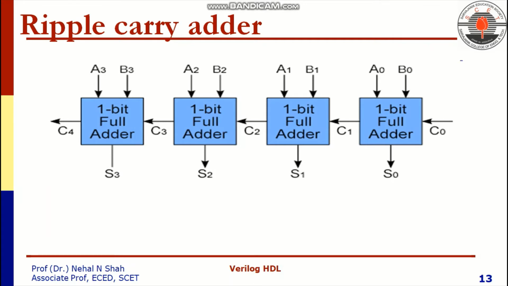4-bit ripple carry adder is shown in figure over here. A0, A1, A2, A3, they are the 4 A input. B0, B1, B2, B3, they are the 4 B input. This 4-bit inputs are given to 1-bit full adder. So 4 full-bit adder are needed. S0, S1, S2, S3 are their output. C0 is carry input and C4 is carry output. C1, C2, C3 are the wires which are connecting 1-bit full adder with another 1-bit full adder.